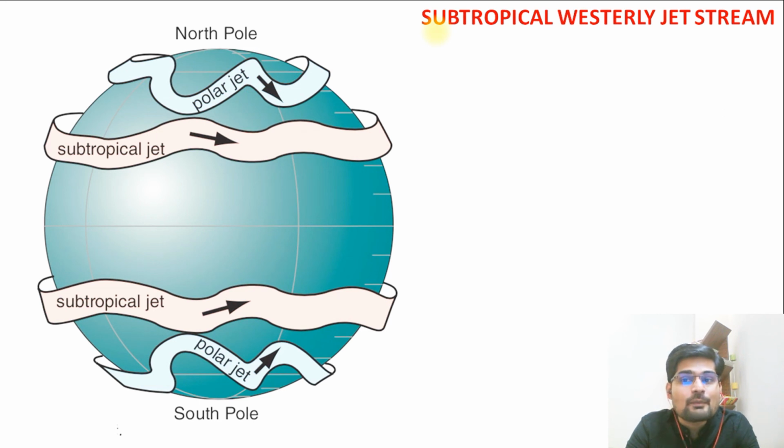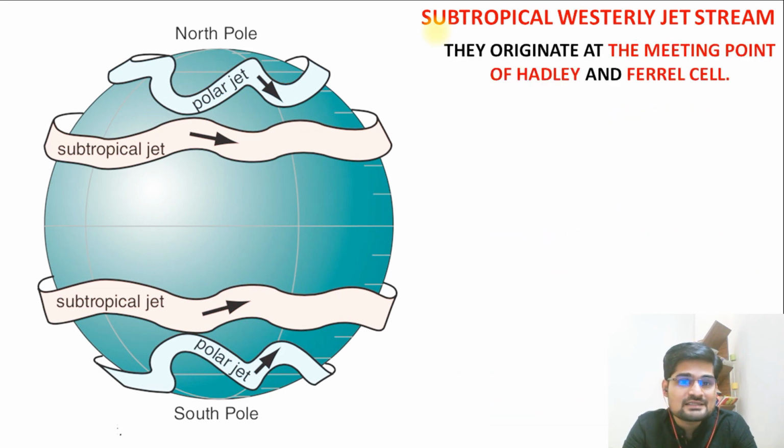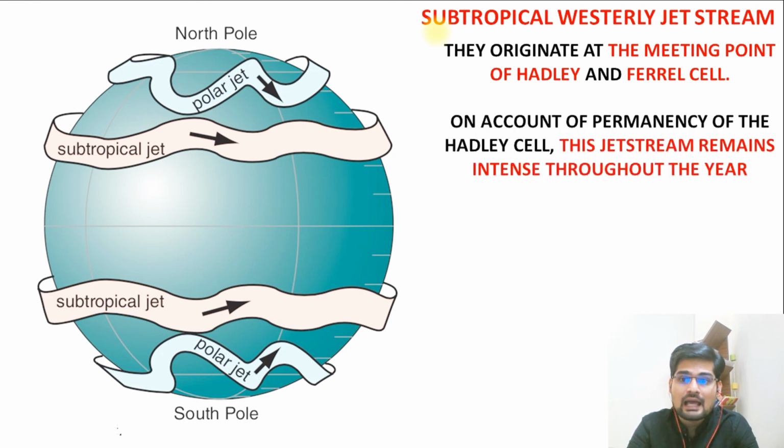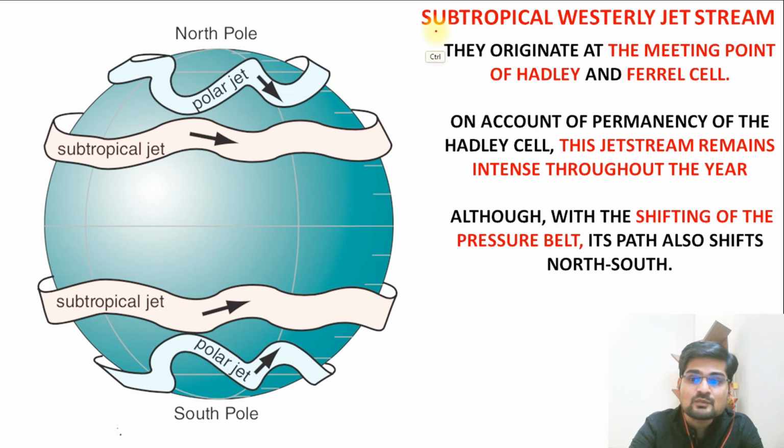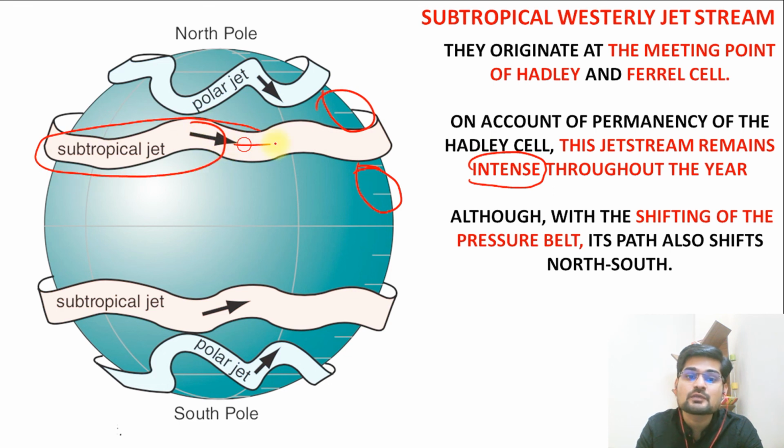That is the subtropical westerly jet stream. So what is this? They originate at the meeting point of the Hadley cell and Ferrel cell, as we know. And remember, on account of the permanency of this Hadley cell, this jet stream remains almost intense throughout the year. Because the Hadley cell and the Ferrel cell have a permanent nature, that's why this jet stream has a permanent nature throughout the year. That is from west to east.